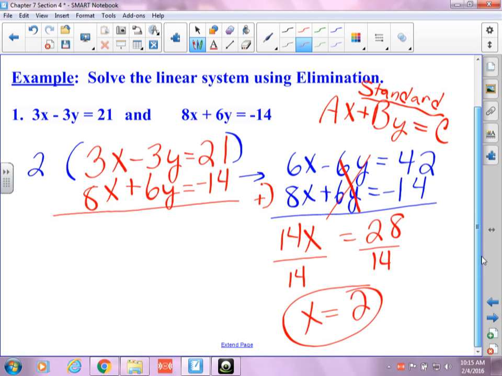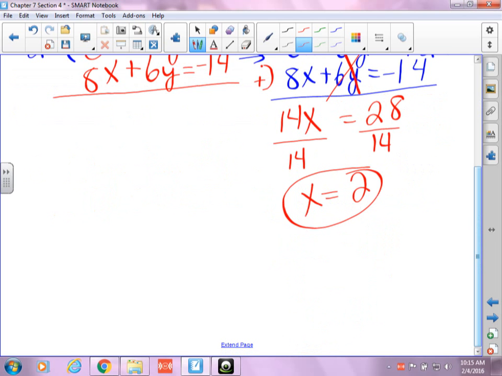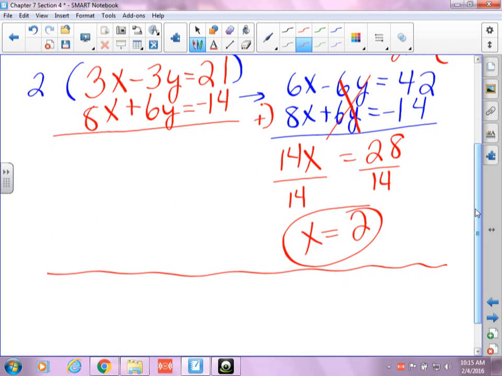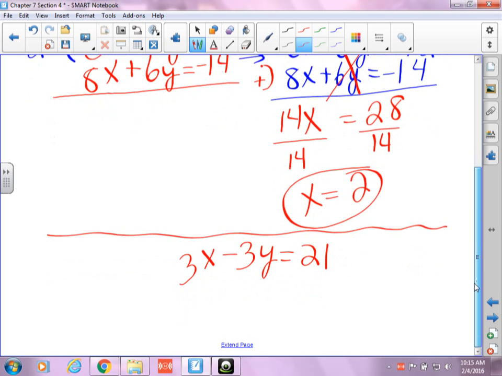Okay, am I done? No. What do I need to do? I need to find my y. So which equation am I going to choose? I'm going to take either one. I'm going to take the first one. So 3x minus 3y equals 21. 3 times 2.